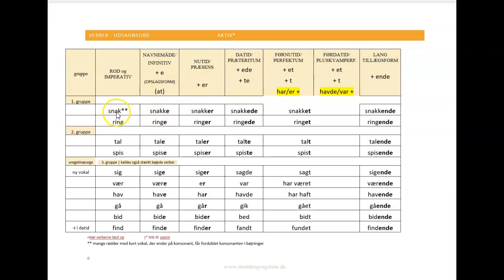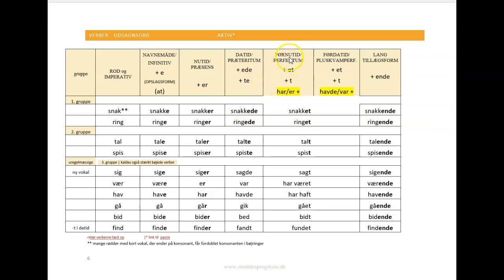So, for instance, this word snak. So you add e. So right now you don't have to think about the double K. It is explained down here, and it's something you will get to at a later point. So you have this root form, snak, and for the infinitive form you have to add an e, snakke. For the present form, nutid, you have to add er, snakker. Past tense, datid, you add ede, so it becomes snakket. It's a soft d.